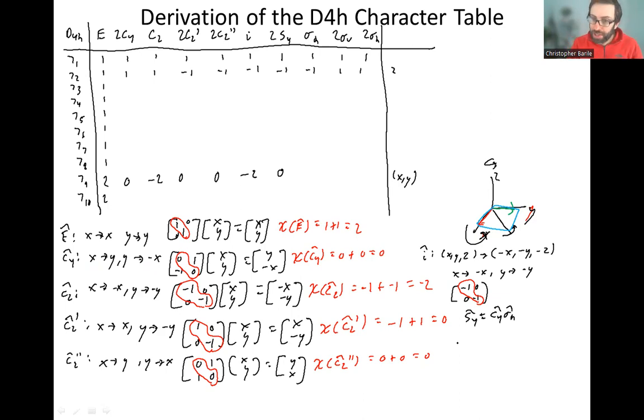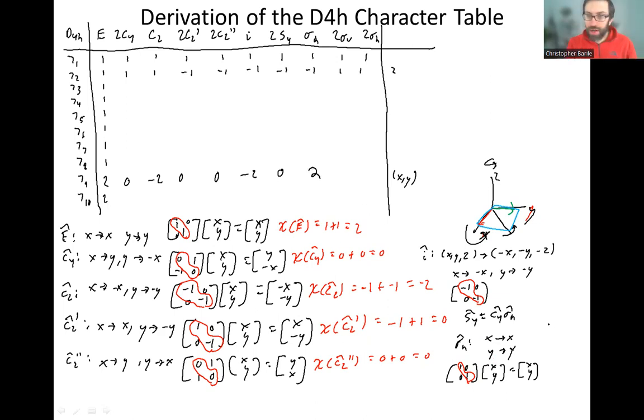Sigma H. We just went over and we said that X went to X, it didn't do anything, and Y went to Y for both of these. And so that's going to give us the identity matrix, right? Ones across the board. When we have the identity matrix, then the sum becomes 2. We take the character, the trace of the matrix there, we're going to get 1 plus 1 is 2.